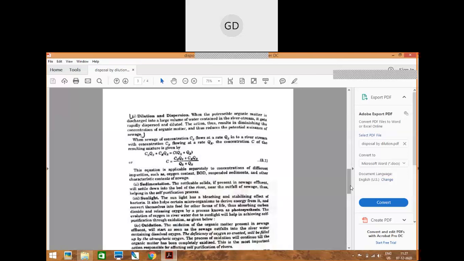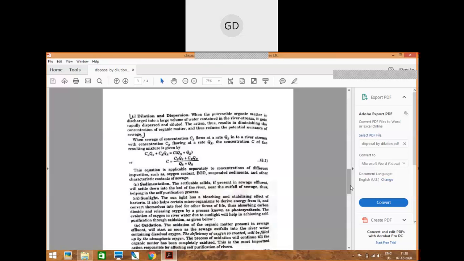So what is said here is that the settleable solids, those solids which will settle down if they are present in the sewage effluents, will settle down into the bed of the river, near the outfall of the sewage, from where the sewage will flow out. That is the outfall. And it will help in the self-purification process.